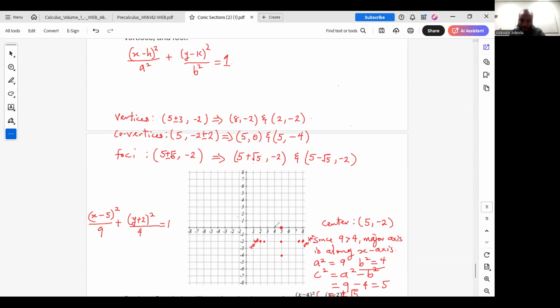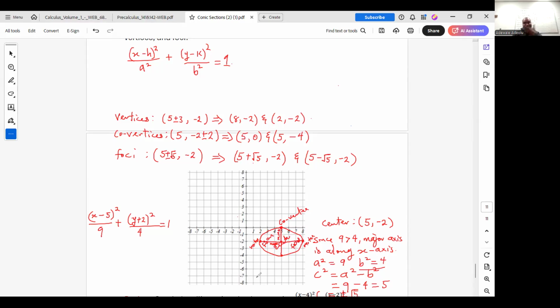All right. So our ellipse behaves that way. This is our minor axis, and this is our major axis. So we say this is co-vertex. This is center. This is focus. This is focus. This is minor axis, and this is major axis.